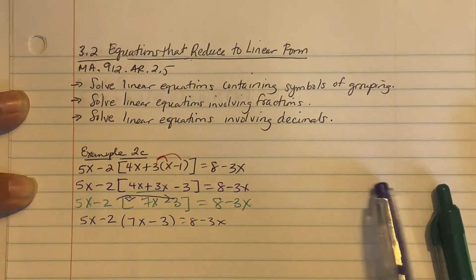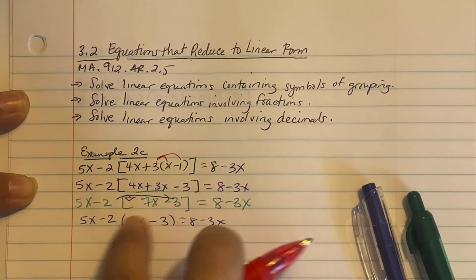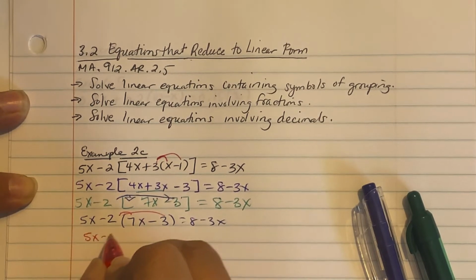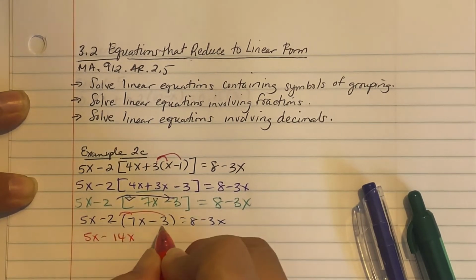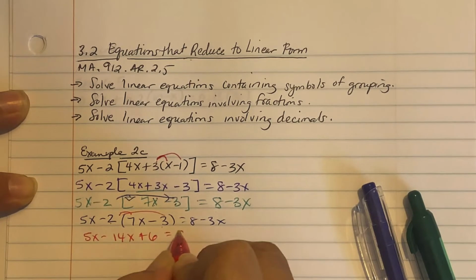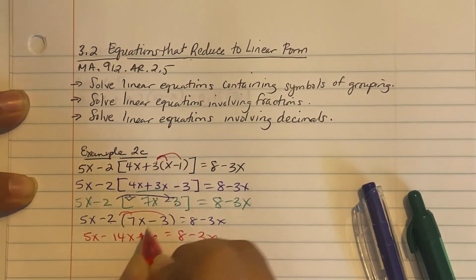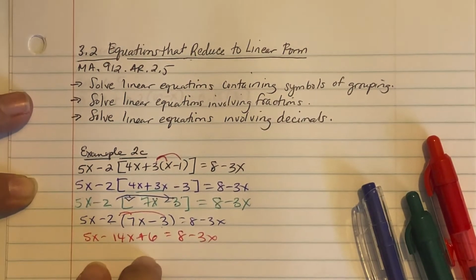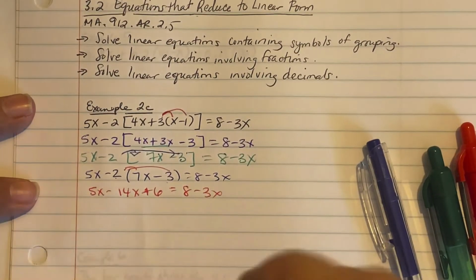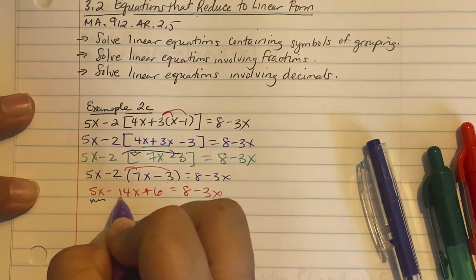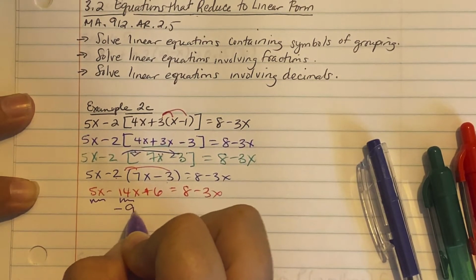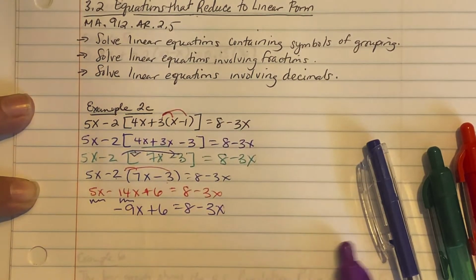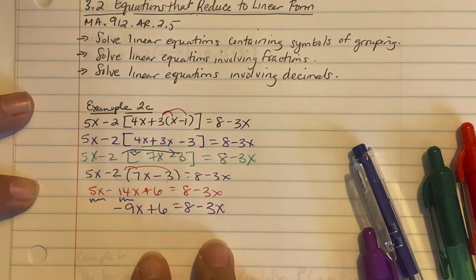We are distributing. The bracket becomes a parentheses. So when you multiply, we get 5x minus 14x. Negative 2 and negative 3 is positive 6, equaling 8 minus 3x. When we get to this point, we notice that on the left side, we have like terms. So we need to combine our like terms. So we're adding our 5x and our negative 14x, and we come up with negative 9x plus 6 equaling 8 minus 3x.